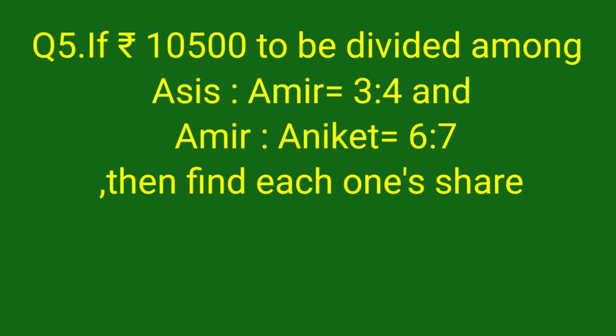Question number 5: if rupees 10,500 is to be divided among Ashish, Amir and Aniket, where Ashish to Amir is 3:4 ratio, and Amir to Aniket is 6:7 ratio, then find each one's share. The complication here is that Ashish, Amir and Aniket do not have a single ratio. So you have to be very careful in this sum. This is a very interesting sum.